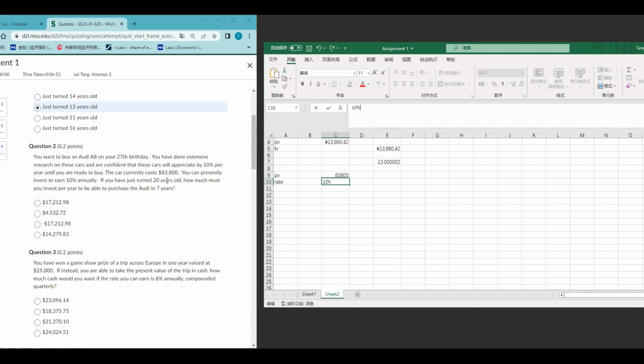And next, if you have just turned 20 years old, how much do you invest per year to be able to purchase the Audi in 7 years? So we know the NPER is 7 years.